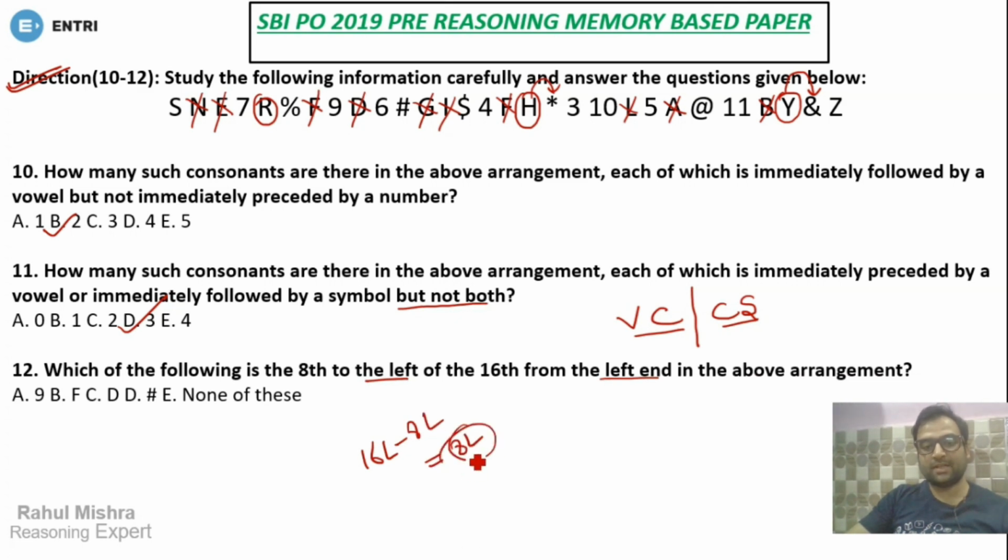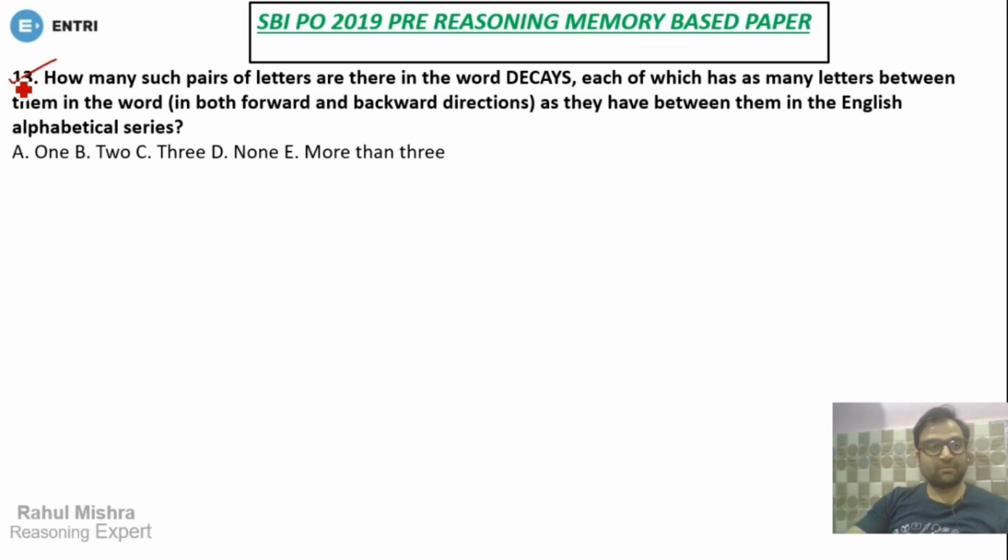8th from the left element. So the left side starts from S. So count 1, 2, 3, 4, 5, 6, 7, 8. The 8th element is 9th, which is from the left. So the correct answer is option number A. I hope it is clear to all of you. Okay, now question number 13.